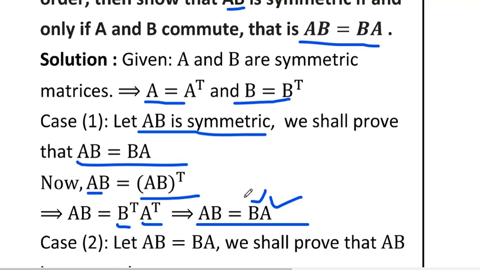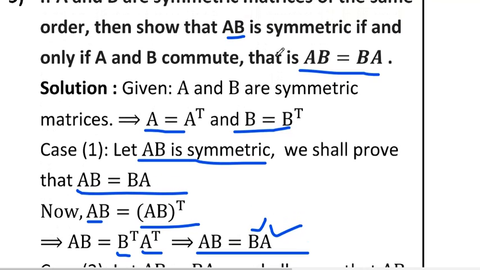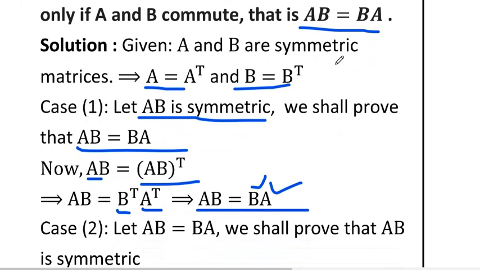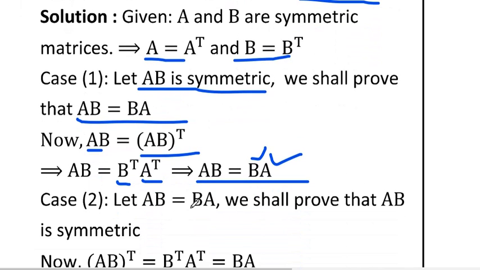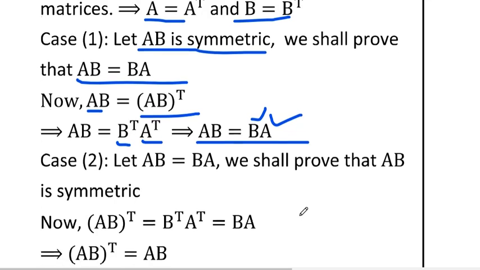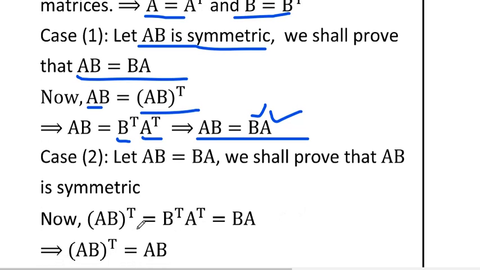And let us take the reverse of this. That is, if AB is equal to BA, we have to show that AB is a symmetric matrix. Now let us take AB is equal to BA. We have to show that AB is symmetric. And to prove that AB is symmetric matrix, you have to show that (AB) transpose is equal to AB. And let us take (AB) transpose. What is (AB) transpose? That is equal to B transpose into A transpose.